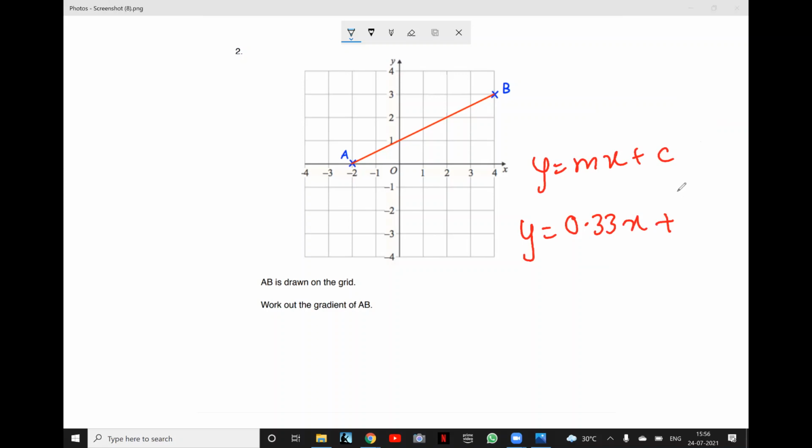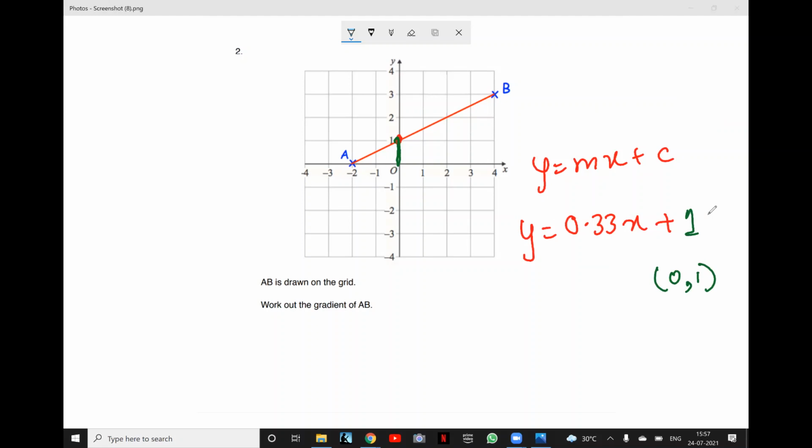c is the y-intercept. So the y-intercept is this because here at this part, x is 0 and y is 1. So always remember that at the y-intercept, the x coordinate should be 0 and y is 1. So this will be represented in this manner.